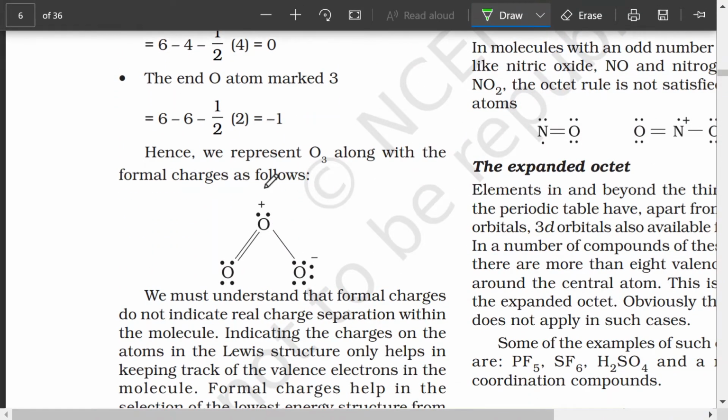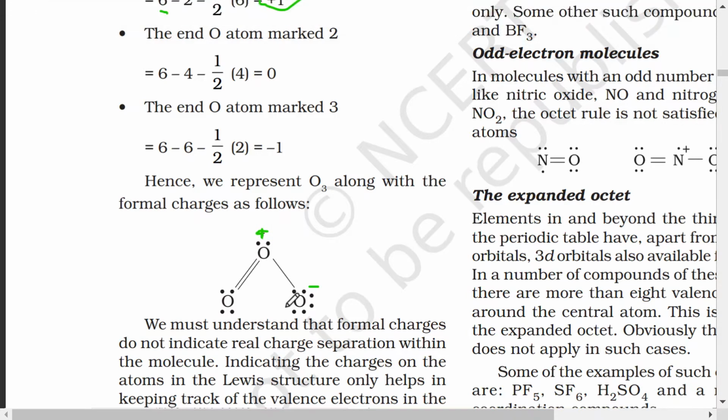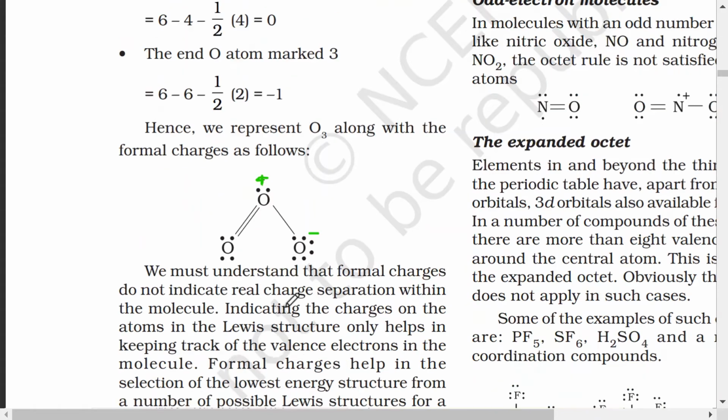Similarly for all, hence we represent O3 with formal charges as follows. So O3 can be represented like this, including the formal charge, which is very important, right? What this means is that whenever oxygen is forming 3 bonds, it becomes plus. When only 1 bond, it becomes minus. When 2 bonds, it has zero charge, right?